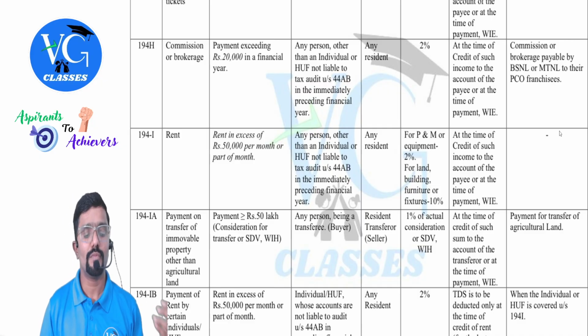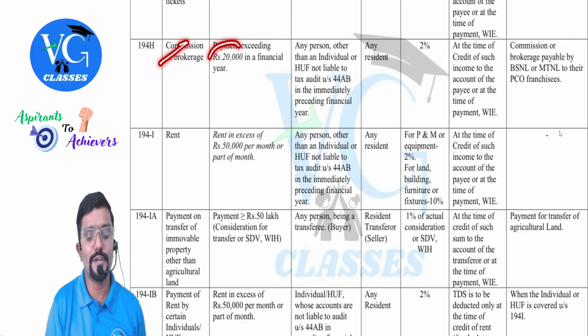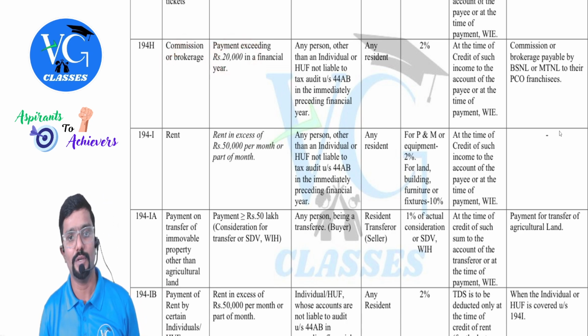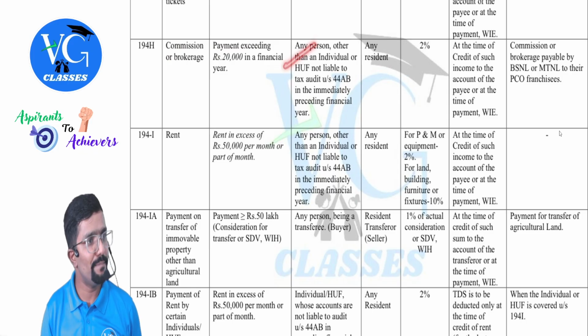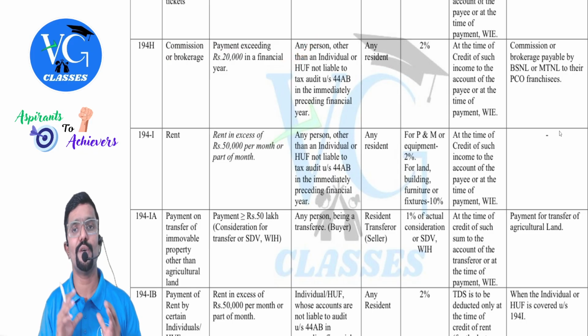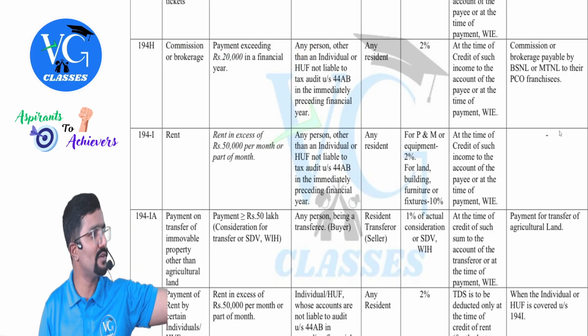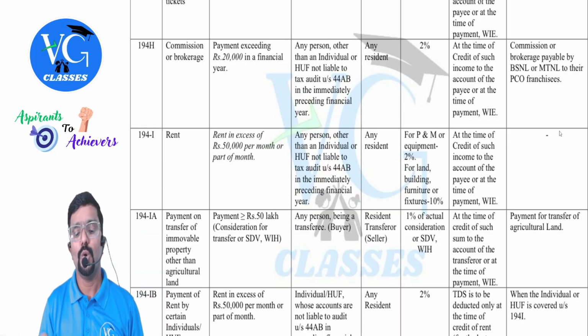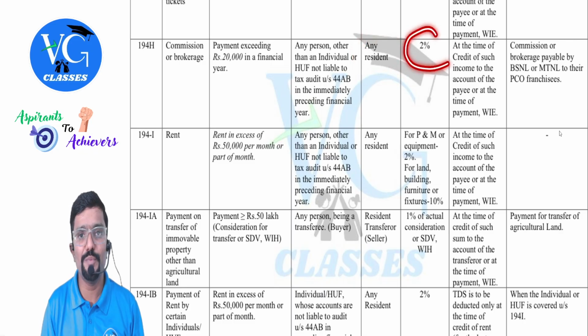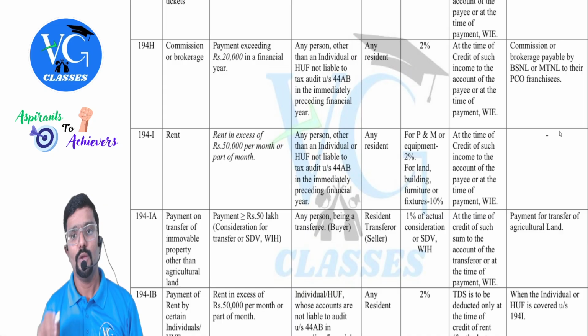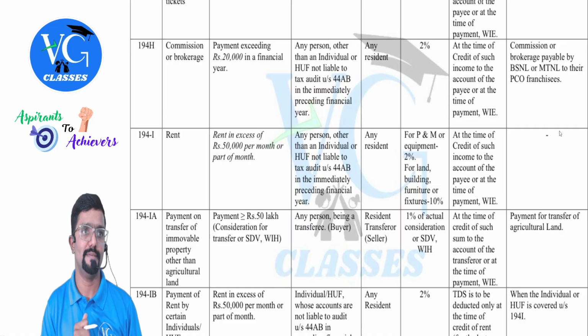So commission or brokerage, if it is more than 20,000 in a financial year, who is paying it? Any person other than an individual or HUF who was not subject to tax audit last year. Who is the payee? Any resident. What is the rate of TDS to be deducted? 2%. When TDS has to be deducted? At the time of credit to the account of the payee or at the time of payment, whichever is earlier.